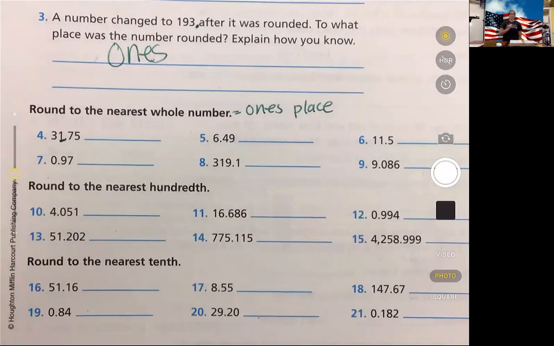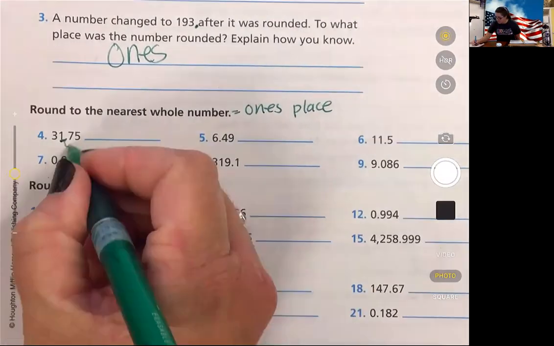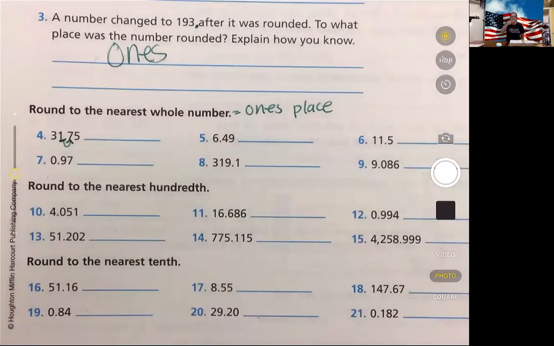Did you do that in your book? I hope so. I just asked you to. Yes. Second thing I do is I always draw my little arrow to the number behind it, because that's the number that's going to determine what is happening to the number I underlined. Okay, so I underlined my 1. I look back at my 7. Is 7 5 or greater?